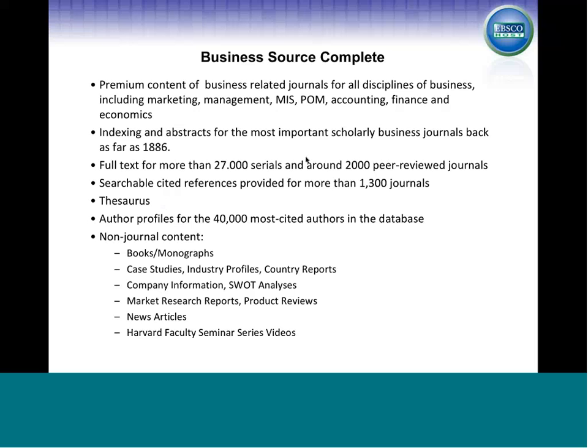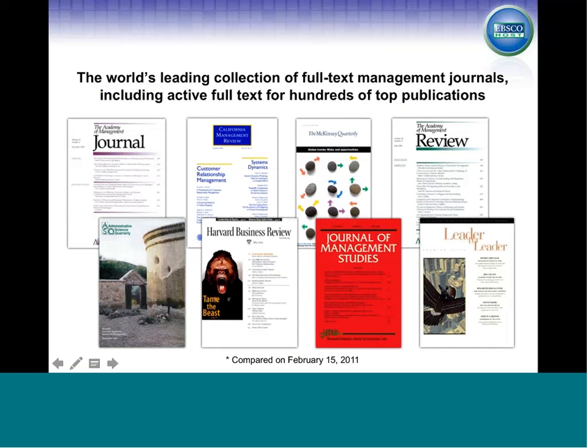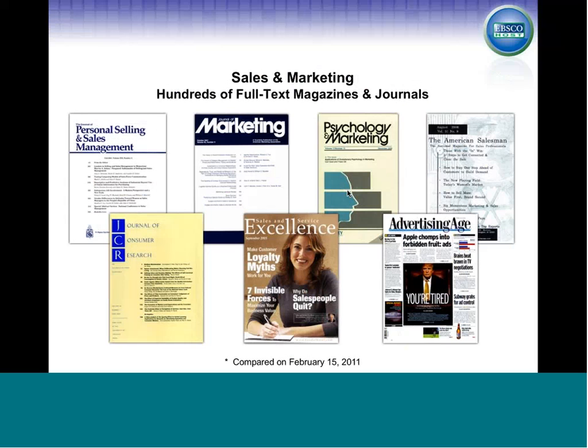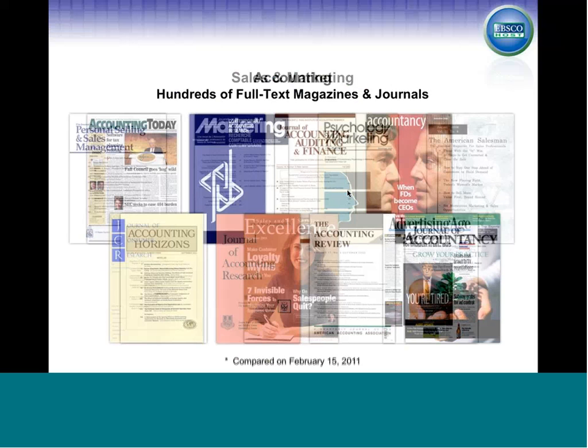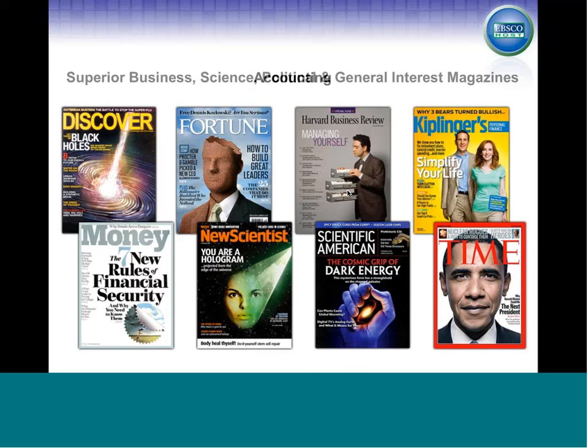Okay. Here are some examples of journals in the database. There's the Harvard Business Review, for example. There's McKinsey Quarterly, California Management Review. So there are top management journals in the database. There are also journals from sales and marketing, from accounting, and also general business and political and general interest magazines like Time or Scientific American.